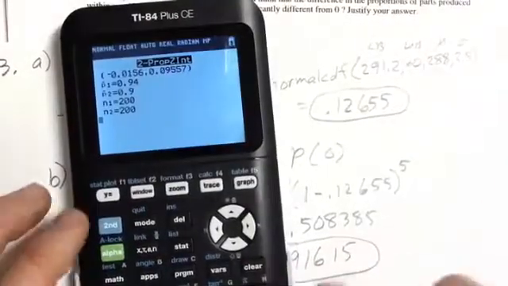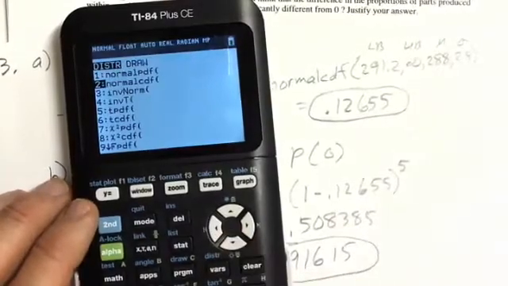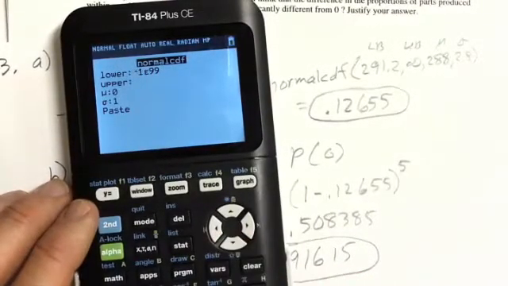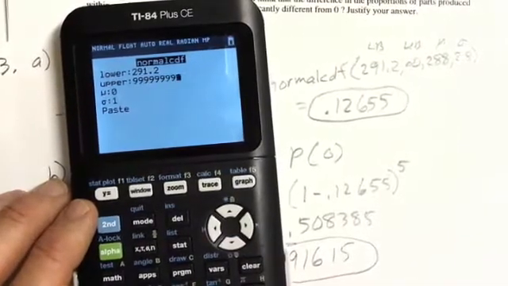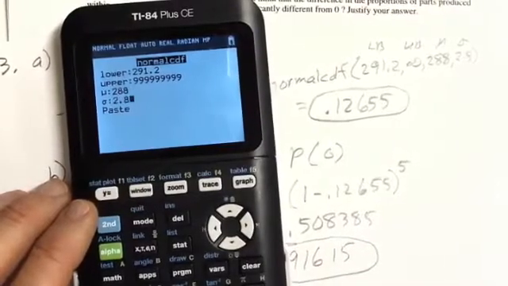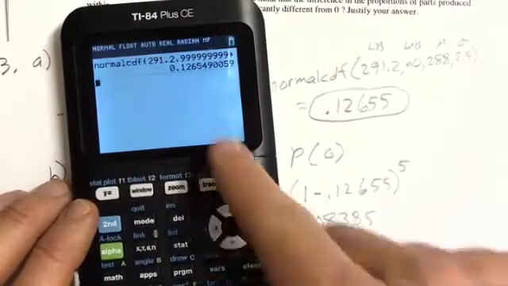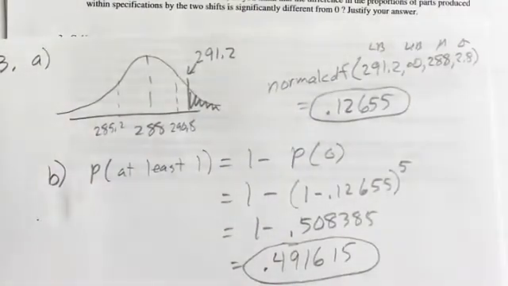Now, normal CDF, just let me remind you, you would say second VARS, which is distribution, normal CDF. Then we're going from 291.2 to infinity. You can just put like 9 billion, and then 288 and 2.8. So this is just a stock normal CDF problem, and there it is. So it would happen about 12.5% of the time.